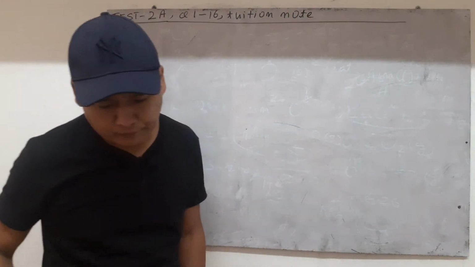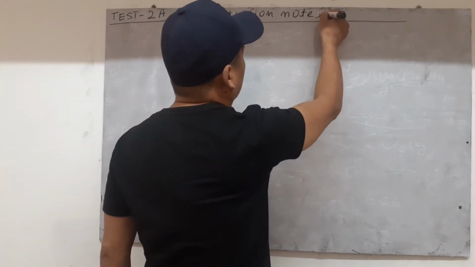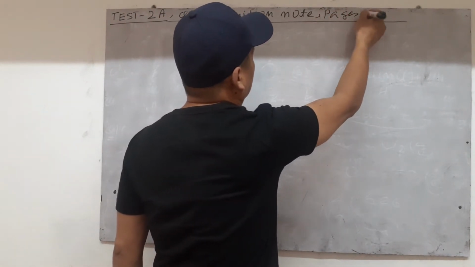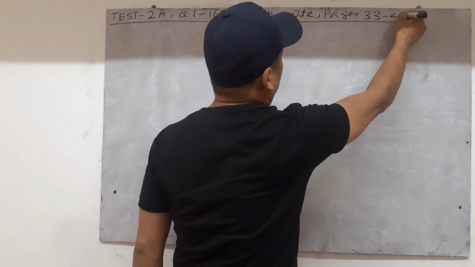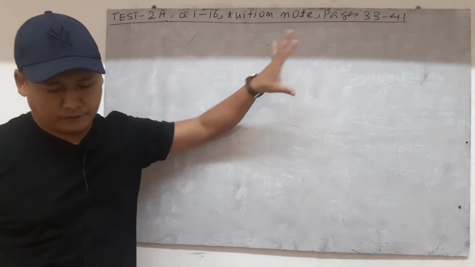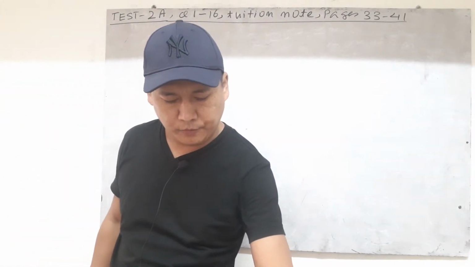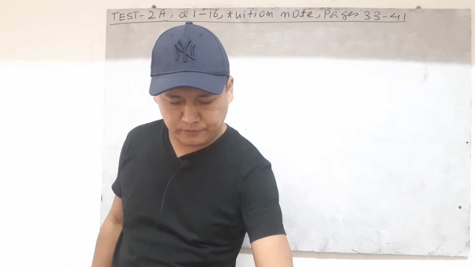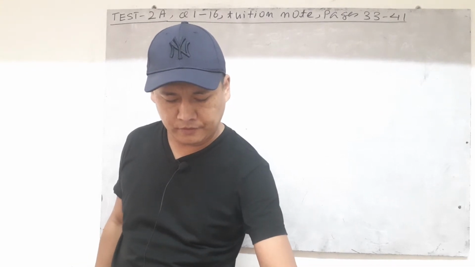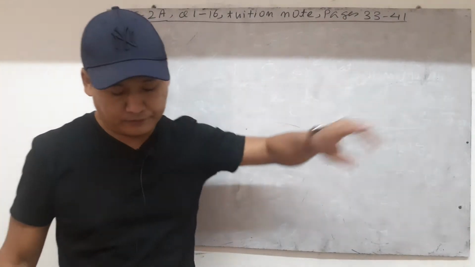I find this from pages 33 to 41. So you go through this portion and find some answers there. First question here at the top half, question number 1, 2, 3, 4. You do this only after going through question number 1 to 16, okay?